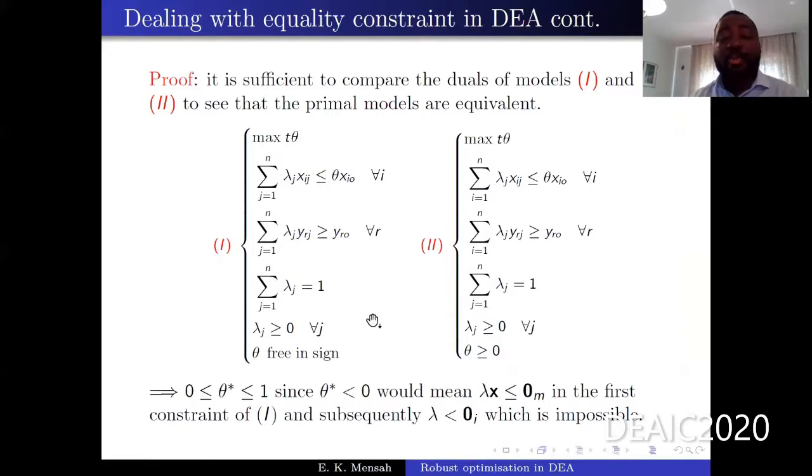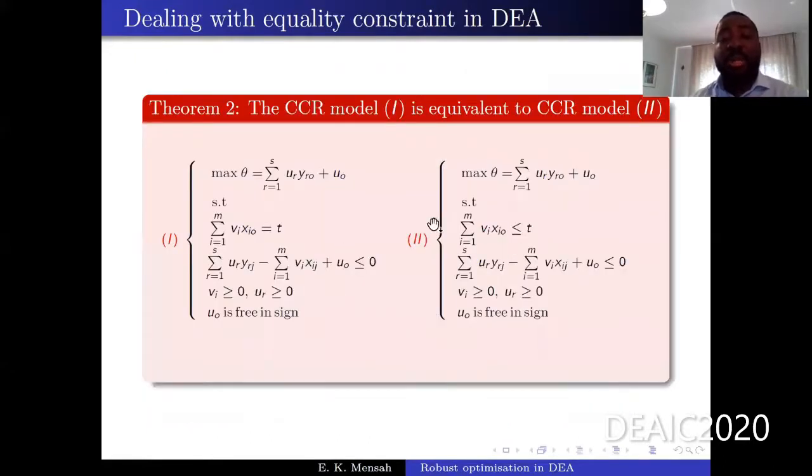And again, when the dual models are the same, then we will have the primal models also to be equivalent. Indeed, when you consider a numerical example using the equality constraint and the inequality constraint, you find the optimal solution of these two models to be the same.